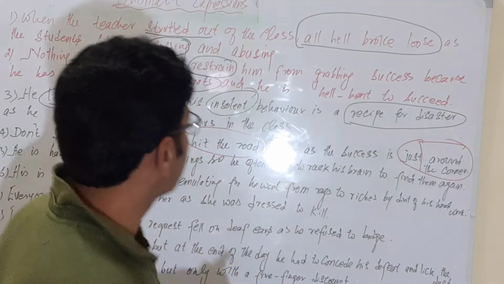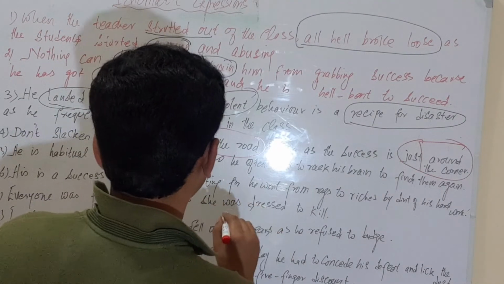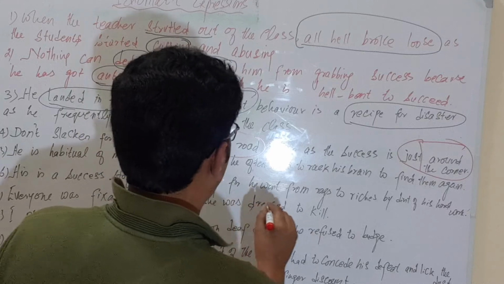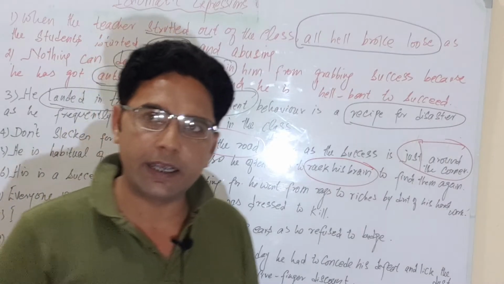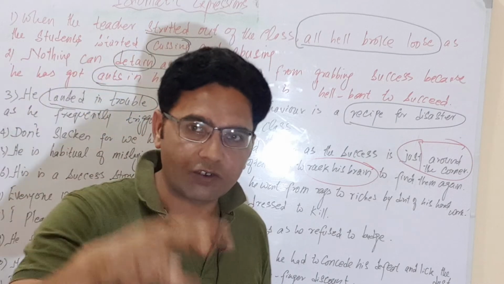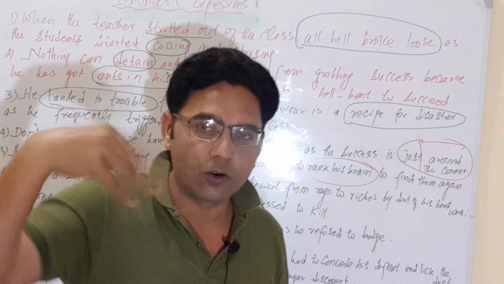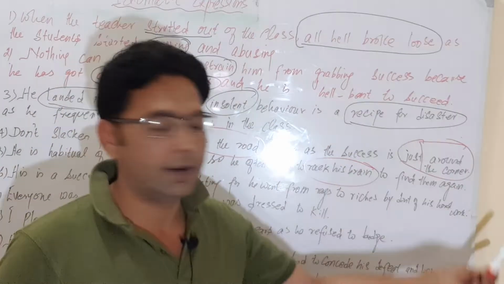So another idiom in this idiomatic exercise is what? Rack his brain. It means rack one's brain means to think hard. It means to put a lot of stress on one's mind so that he could remember where he or she has placed that thing, to find them again.